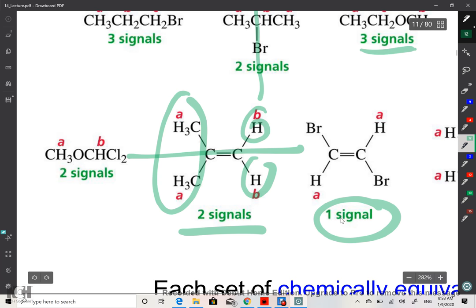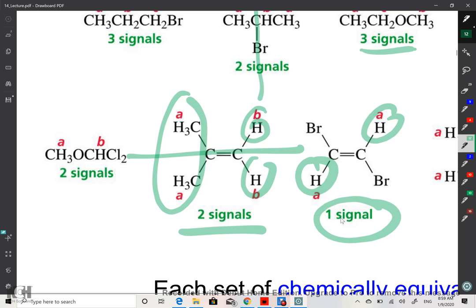Here you will only have one signal because these hydrogens are chemically equivalent. Do you see how they are chemically equivalent? They are all connected to the same type of carbon, an sp2 carbon, and they are all neighboring a bromine atom. So that's why they all give you just one signal. Why is it two signals again? Two signals.